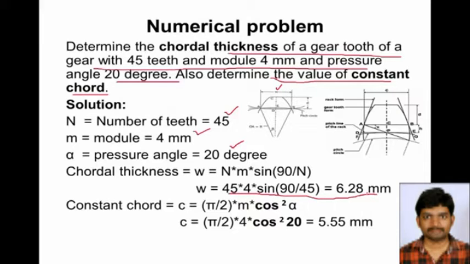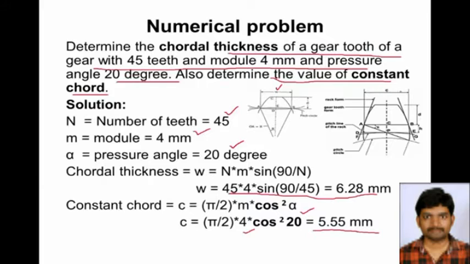And now we have to find out the constant chord C value. For this we know that constant chord C equals pi by 2 of m cos square alpha. So pi by 2, m is 4, and cos square alpha, that is cos square x, where x is 20 degree. So cos square 20. By calculating this, we get 5.55 mm.